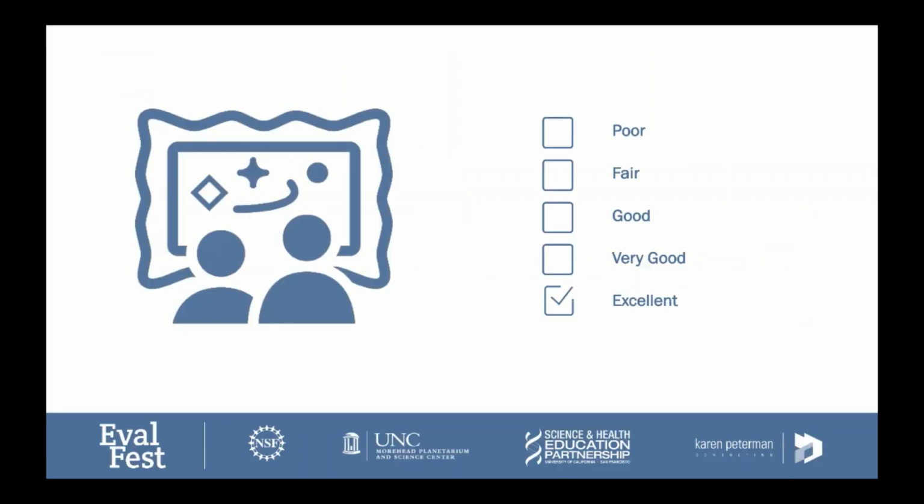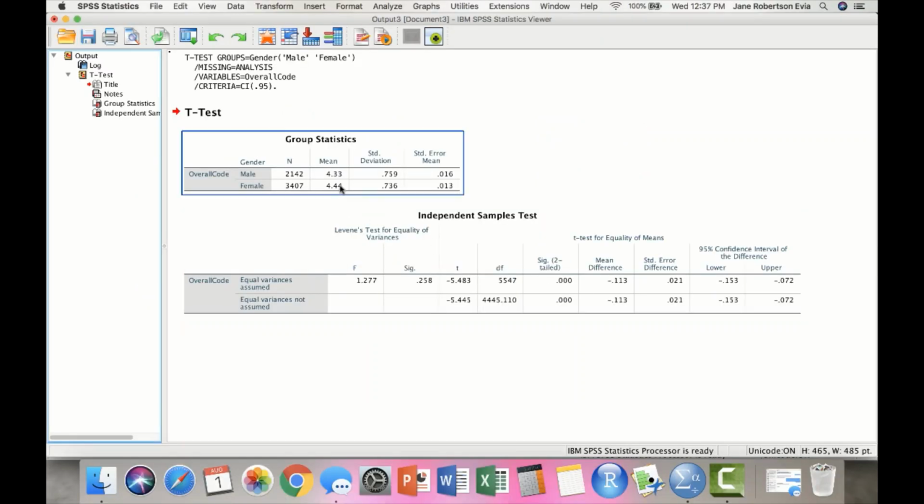Note that the p-value simply tells you if the ratings are different. It doesn't tell you which group gave the higher rating. To figure that out, we have to go back to look at the mean ratings for each group. We see that the mean overall rating for females is 4.44, which we found is significantly higher than the mean overall rating of 4.33 for males.